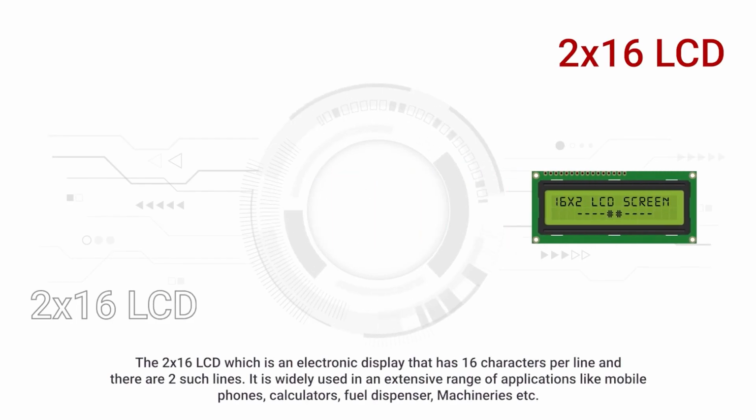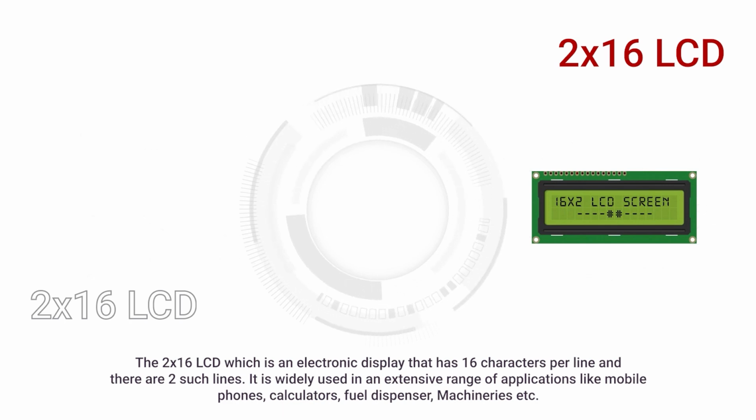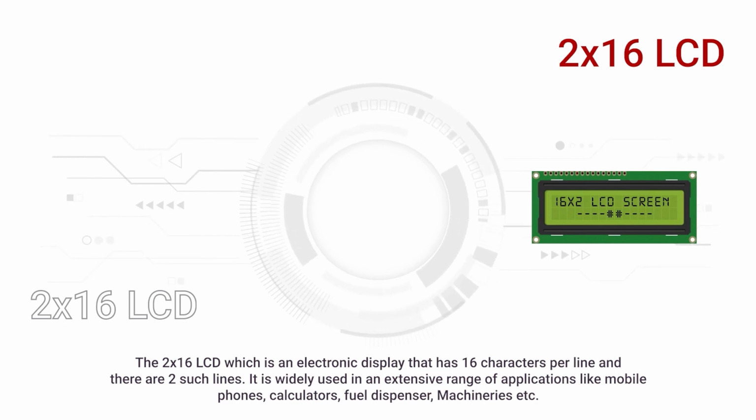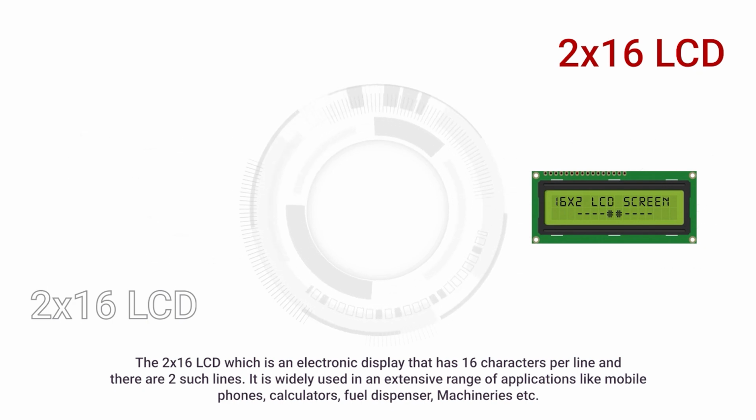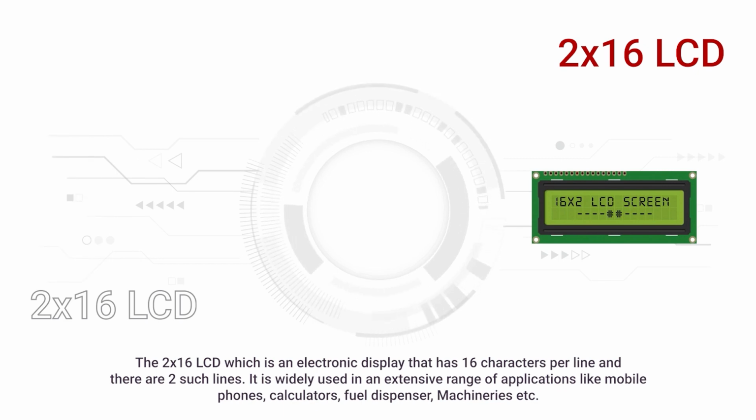The 2x16 LCD is an electronic display that has 16 characters per line, and there are 2 such lines. It is widely used in an extensive range of applications like mobile phones, calculators, fuel dispensers, machinery, etc.